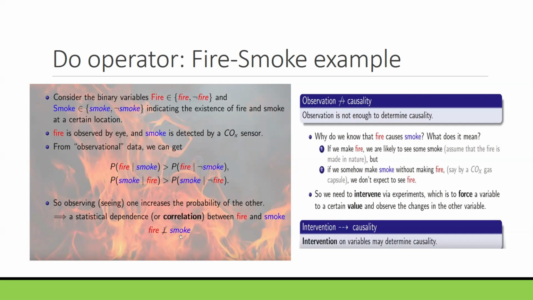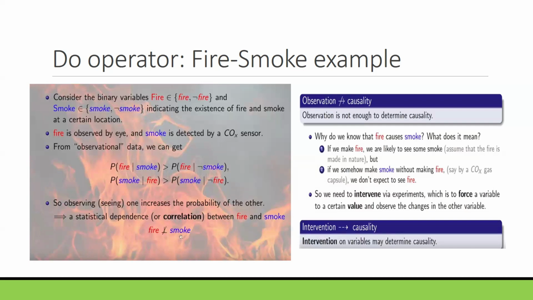Okay, let's take an analogy from fire and smoke. Consider two binary variables called fire and smoke. That is what is happening around us. At some point in our home or some place, we see both fire and smoke happening together. We observe fire with our eyes, and the smoke detector detects smoke. So fire causes the smoke, the smoke detector or sensor detects the smoke, and then you hear some alarm, for example. From observational data, imagine the probability of fire given smoke is greater than the probability of fire without smoke.